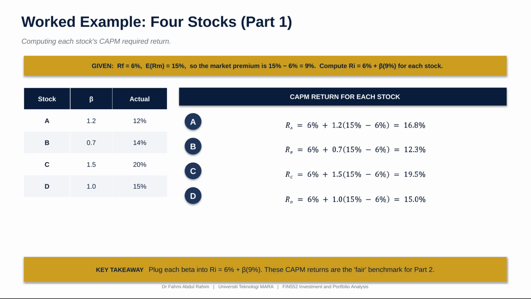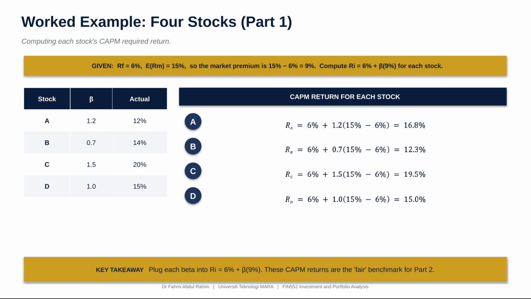For stock A, with a beta of 1.2, the required return is 6% plus 1.2 times 9%, which is 6 plus 10.8, giving 16.8%. For stock B, beta 0.7, 6 plus 0.7 times 9, which is 6 plus 6.3, giving 12.3%. For stock C, beta 1.5, 6 plus 1.5 times 9, which is 6 plus 13.5, giving 19.5%. And for stock D, beta 1.0, 6 plus 1 times 9, giving exactly 15%, the market return, which makes sense because a beta of 1 means it matches the market.